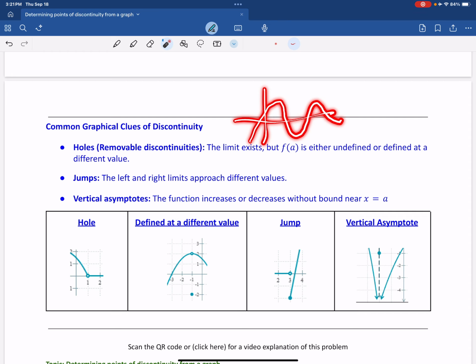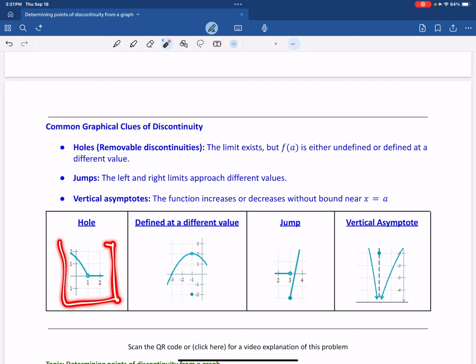So essentially, it's anywhere you have to lift your pencil. If you were drawing the graph, that would be a point of discontinuity. What do those look like? Well, first of all, you could be dealing with a hole, which is called a removable discontinuity. So this is where my limit exists, but the function's either undefined or defined at a different value. So here's two examples of holes in the graph.